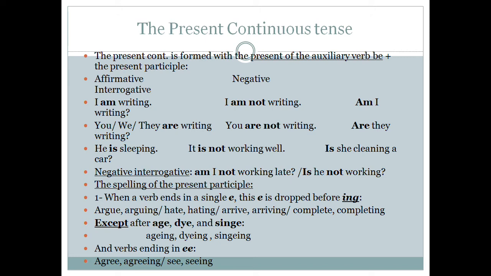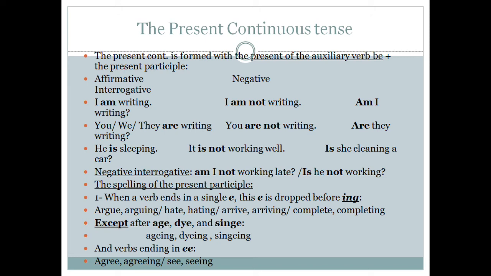Verb to be, with the first person: I am, so I say I am writing. Negative, I'm not writing. Interrogative, am I writing? You are writing. Negative, you are not writing. Interrogative, are you writing?